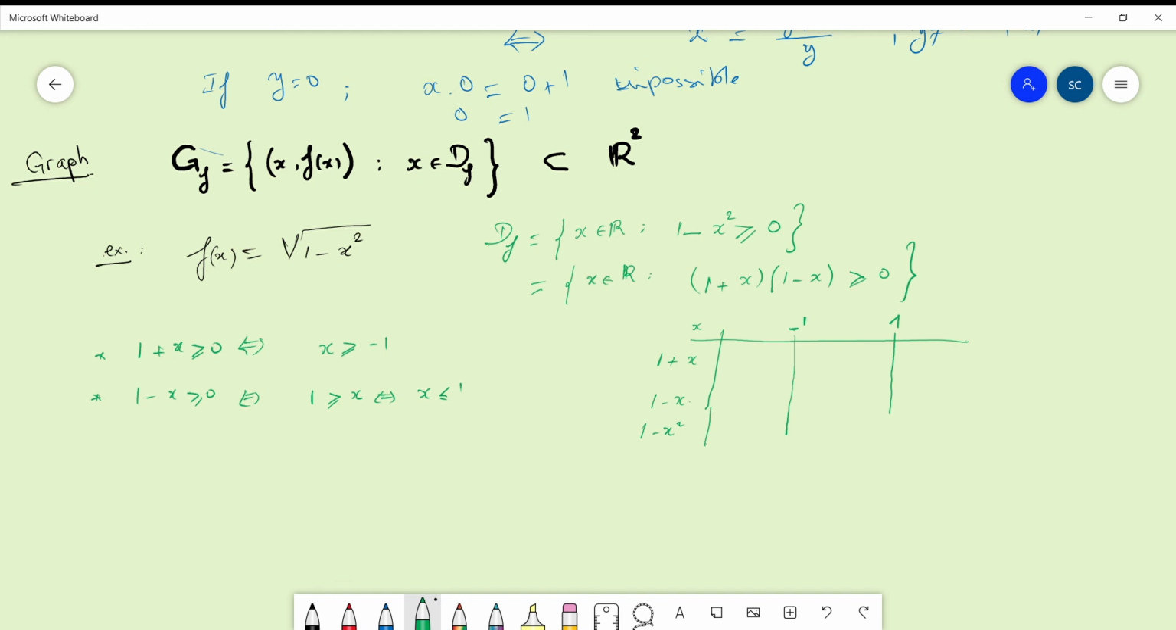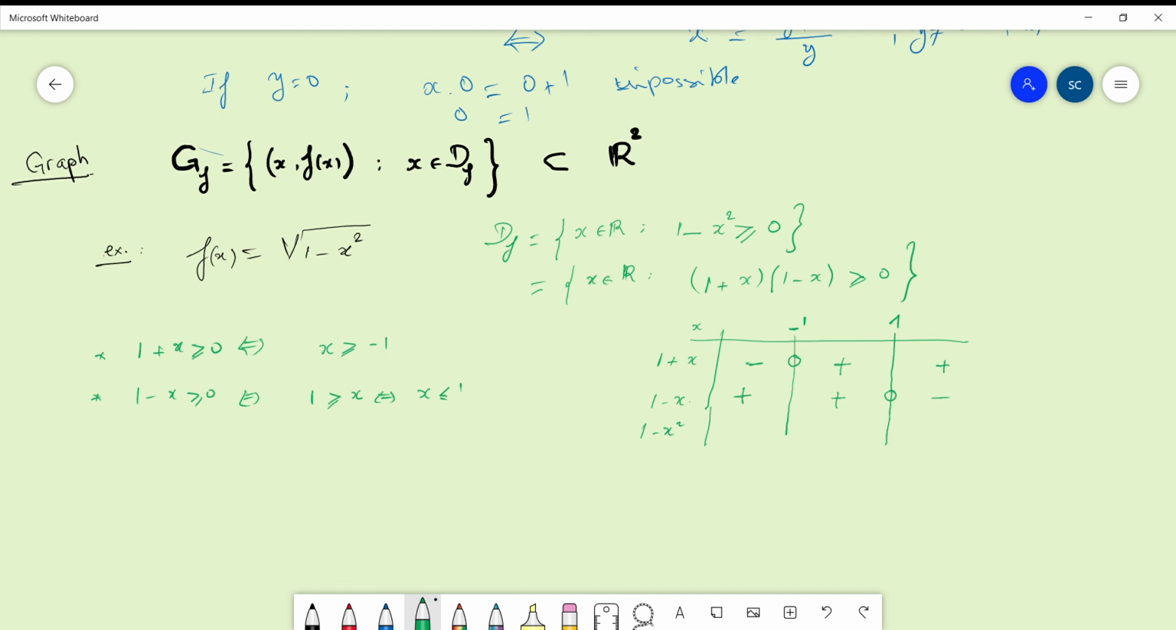So now let's put the signs. This quantity will be positive for x greater than minus 1, so I will have a positive sign here. It will be 0 at minus 1 and negative elsewhere. 1 minus x is positive for x less than 1. For this factor, it will be positive here and negative here, equal to 0 at 1.